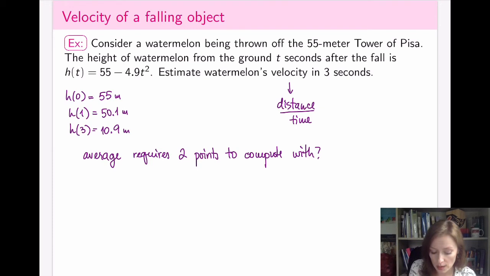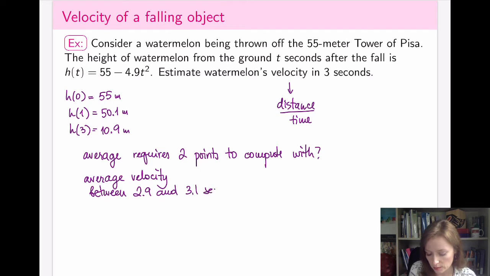I'm going to compute the average velocity between 2.9 and 3.1 seconds. I believe that's close enough to at least provide us with some intuition about what the real velocity is going to be. Okay, so let's take a look. What would this be? Again, velocity is distance over time. I'm computing the average velocity, which means it's change in distance over the change in time. So change in distance over the change in time.